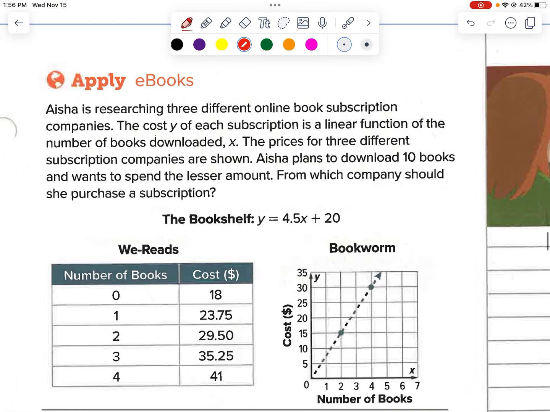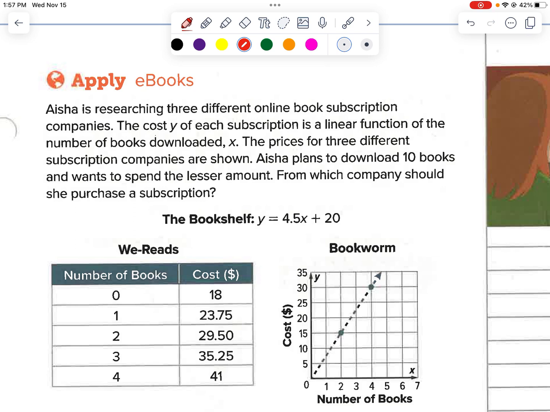Okay, so Aisha is researching 3 different online book subscription companies. The cost y of each subscription is a linear function of the number of books downloaded, x. The prices for 3 different subscription companies are shown. Aisha plans to download 10 books and wants to spend the lesser amount. From which company should she purchase the subscription?